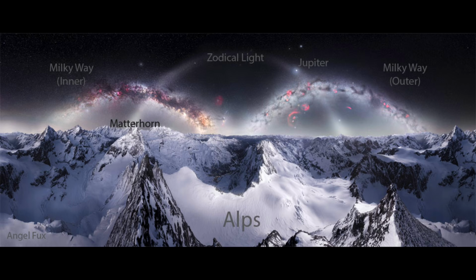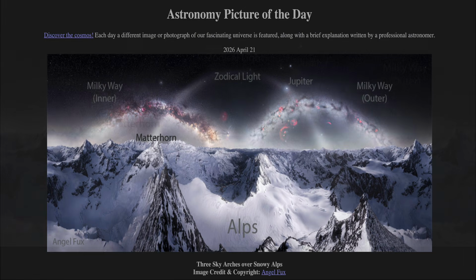Now, that highlights the plane of our solar system, which, as we can see, is very different than the plane of our Milky Way. Those arches do not overlap. It gets its name as zodiacal light because it follows the constellations of the zodiac, which are the constellations within the plane of our solar system that the sun, moon, and planets will appear to pass through over time. And as positioned here, we can see how it kind of combines those, making a total of three arcs from this view. So that was our picture of the day, titled Three Sky Arches Over Snowy Alps.